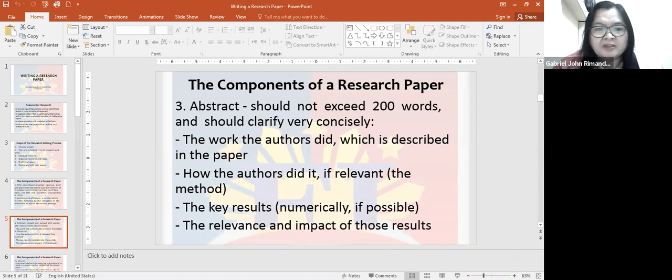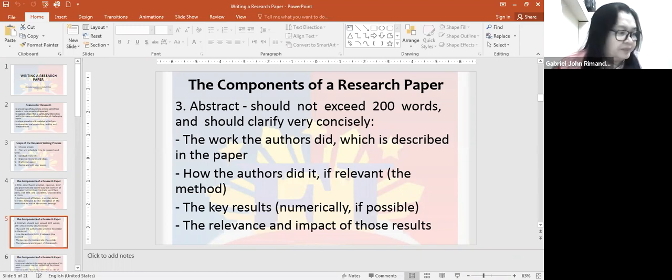By the way, the key results should be taken from the discussion part of your research paper. So you just have to indicate, if you deal with the importance or the significance of something, the key results will be focused on how significant it is, and then what the findings are that would prove the significance of a particular topic or a particular research.